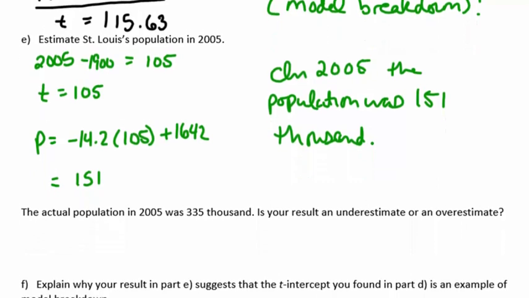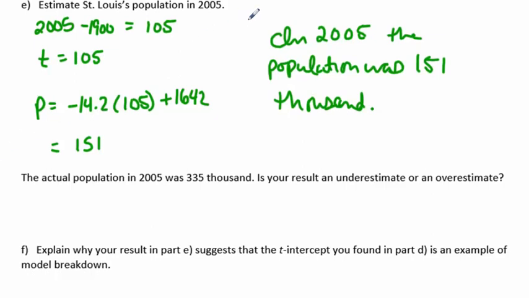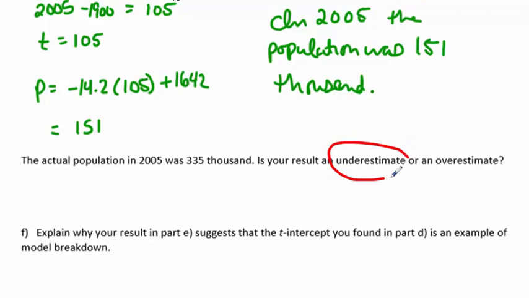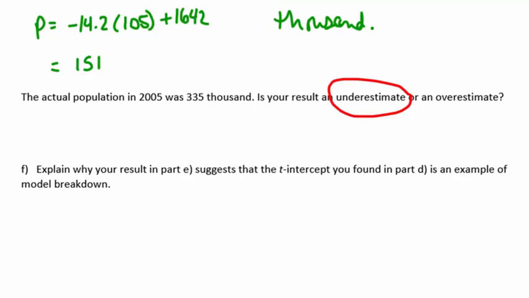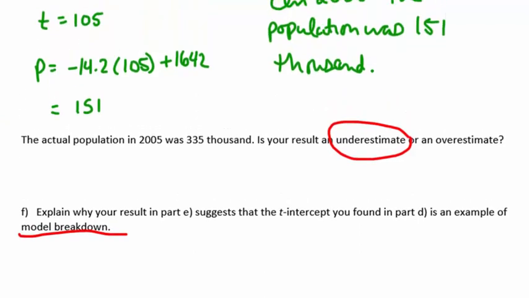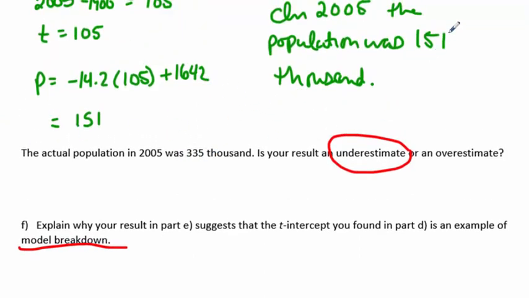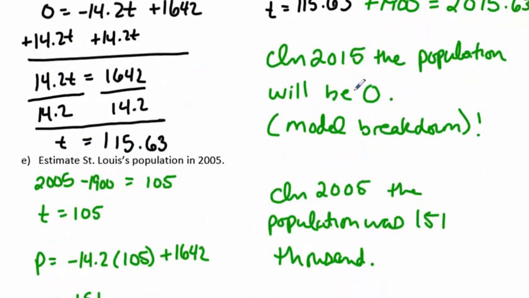The actual population in 2005 was 335,000. So is our result an underestimate or an overestimate? Our result is an underestimate, being under the actual value. In part F, we want to explain why the result from part E suggests that the t-intercept we found in D is an example of model breakdown. Well, we were good about our explanation anyway, and we already mentioned that it was model breakdown, but we can also see it because we know that the value in 2005 is much too low already, so the value that we get here being 0 is probably much too low for the actual population. We have underestimates here. Now, it doesn't make sense anyway to have a population of 0 in the city, so we knew it was model breakdown to begin with.